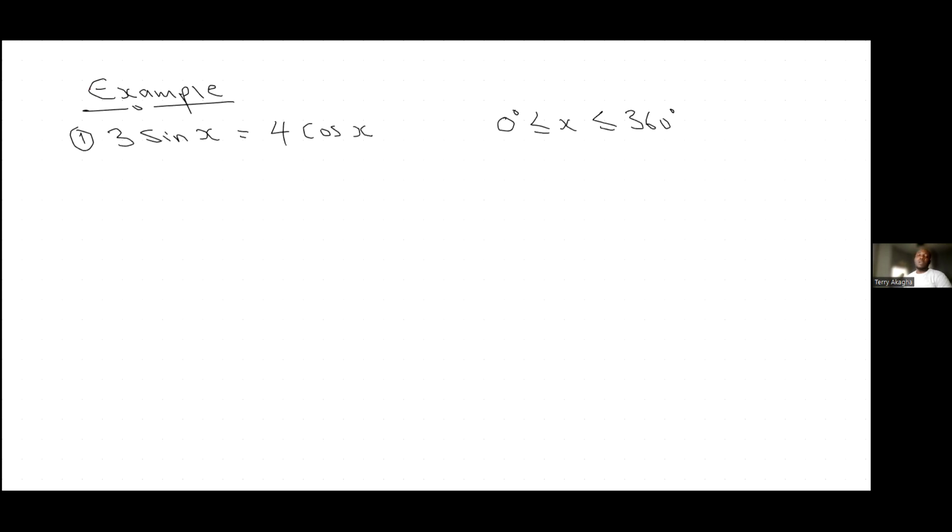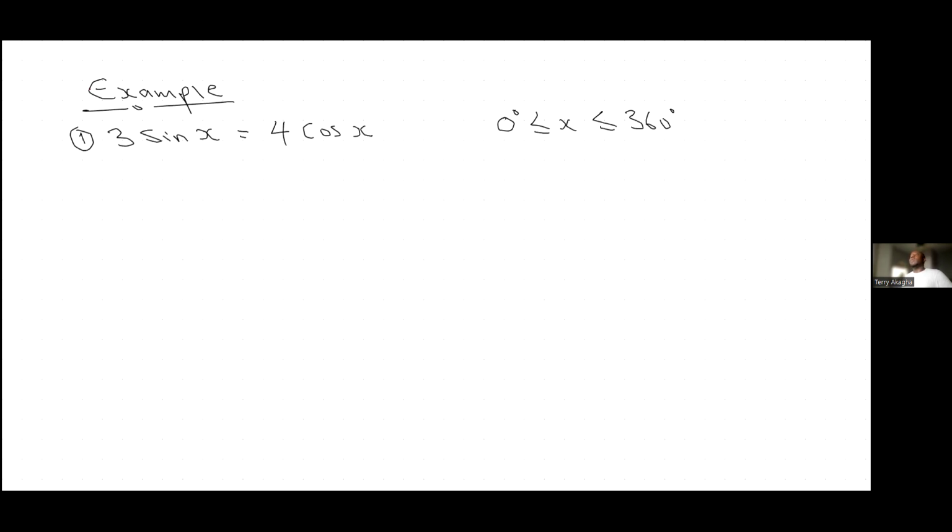Okay, so let's pick some example. Let's say we have this example here. We have 3 sine x is equal to 4 cos x, and the range is between 0 and what? 360 degrees.